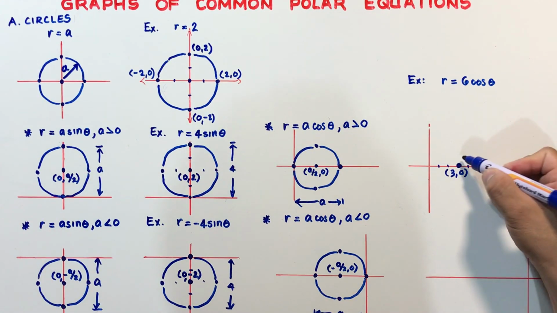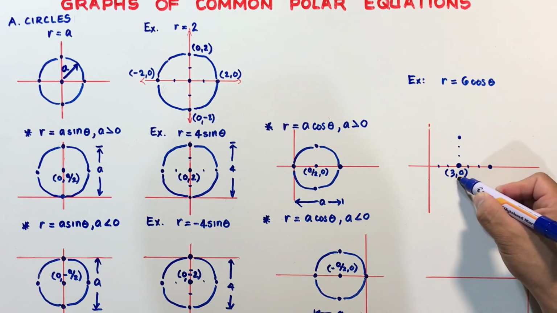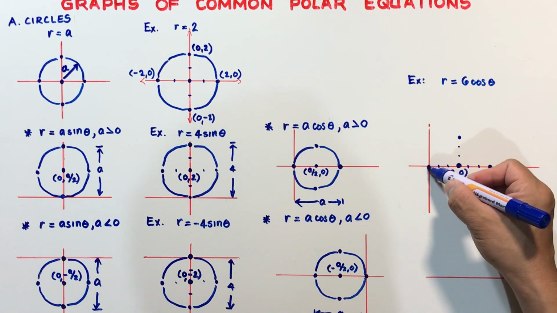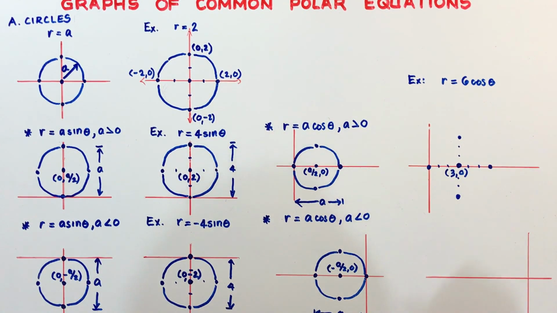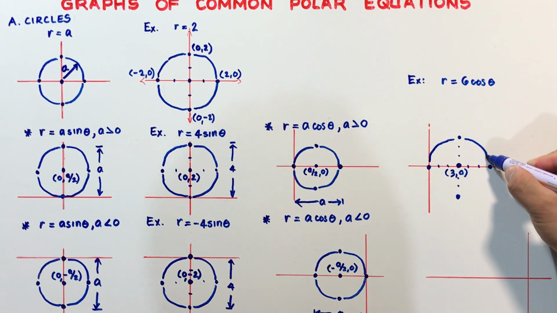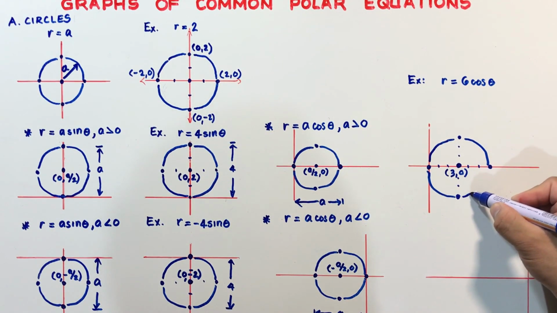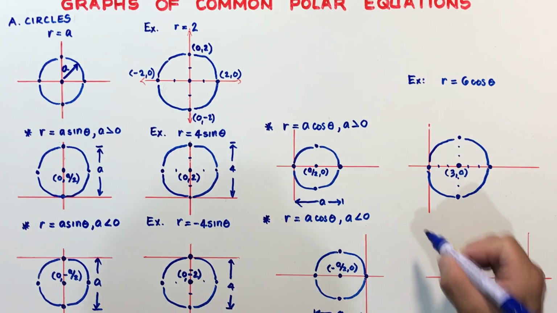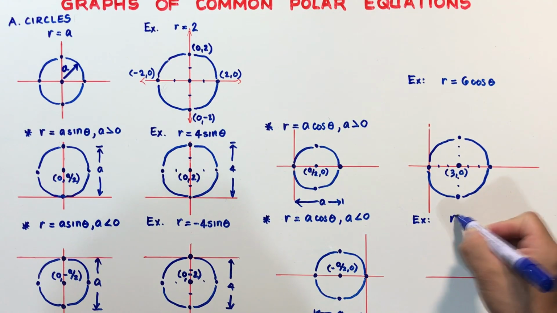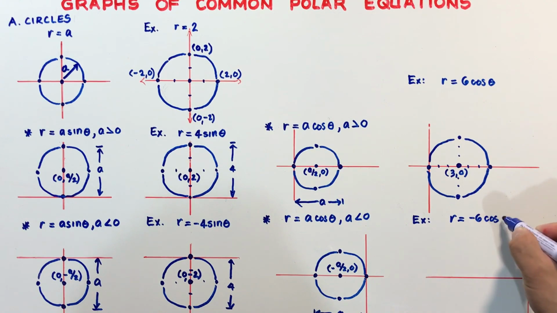So you go 3 units upward, 3 units downward, 3 units to the left, which is the point of origin, and then you can sketch the approximate graph of a circle whose center is along the x-axis with the diameter of 6. So also I can give example for this one. Say r is equal to negative 6 cosine theta.